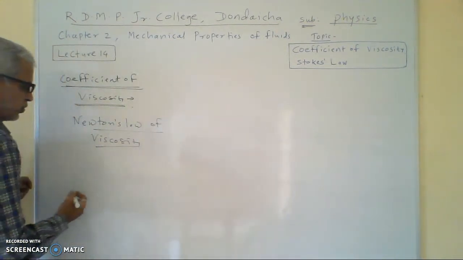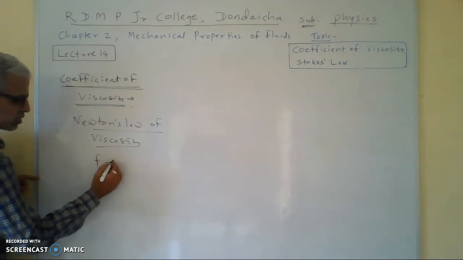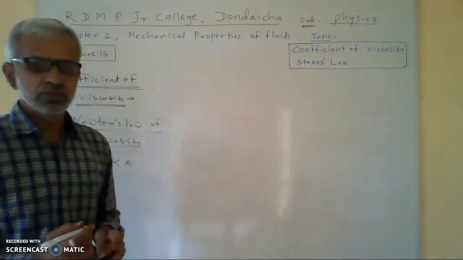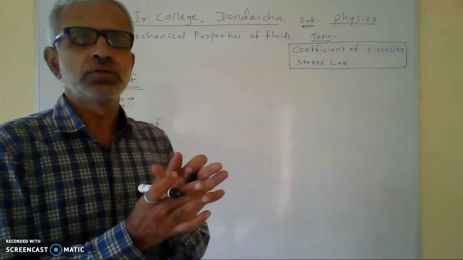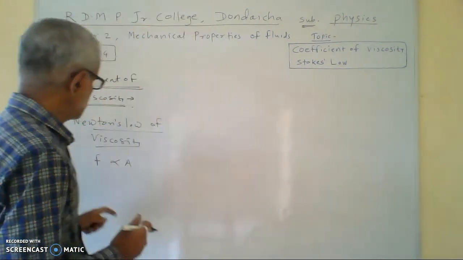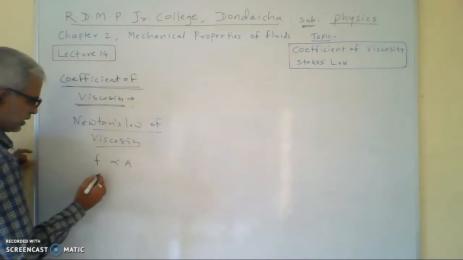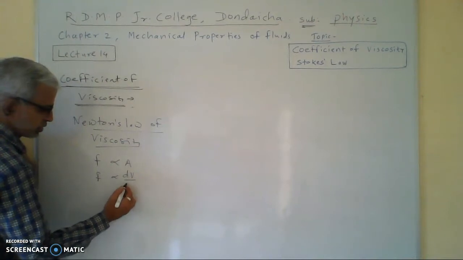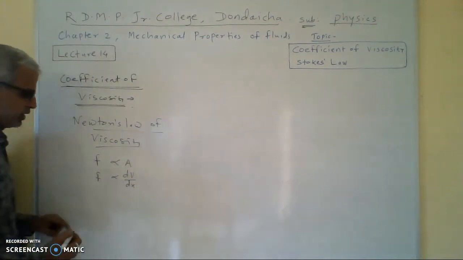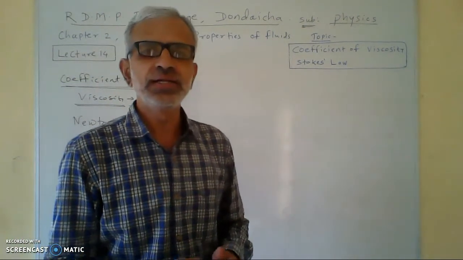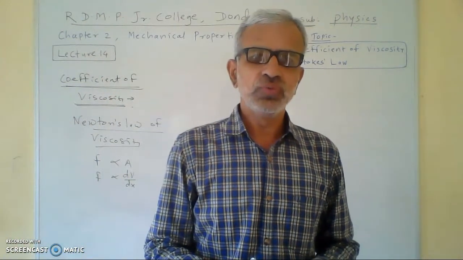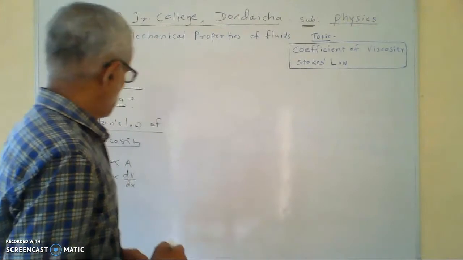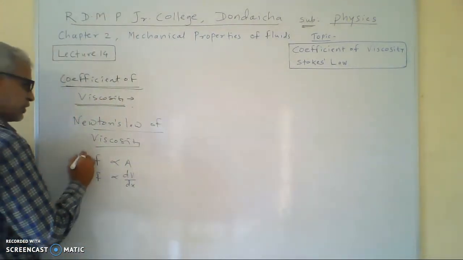in streamline flow, the viscous force is directly proportional to the area of the layer. Viscous force between the layers of the fluid is directly proportional to the area of the layer, and viscous force is also directly proportional to velocity gradient dv upon dx. What is velocity gradient? The rate of change of velocity with distance is called velocity gradient. So this is according to Newton's law of viscosity.